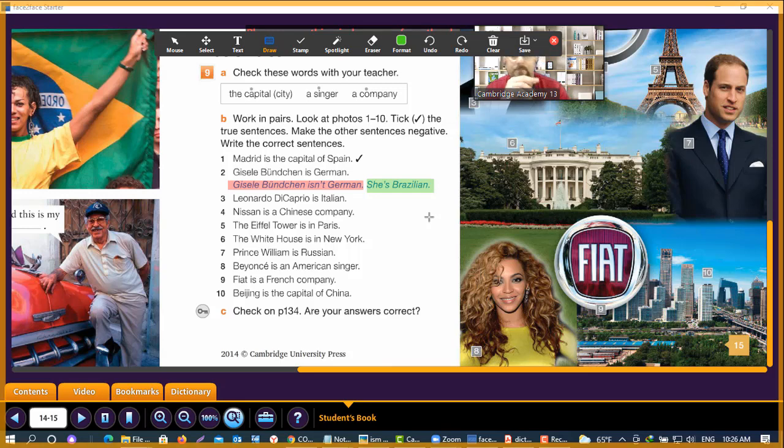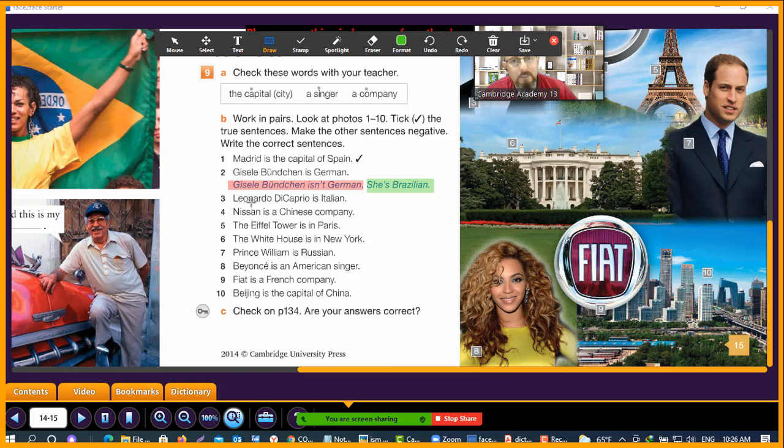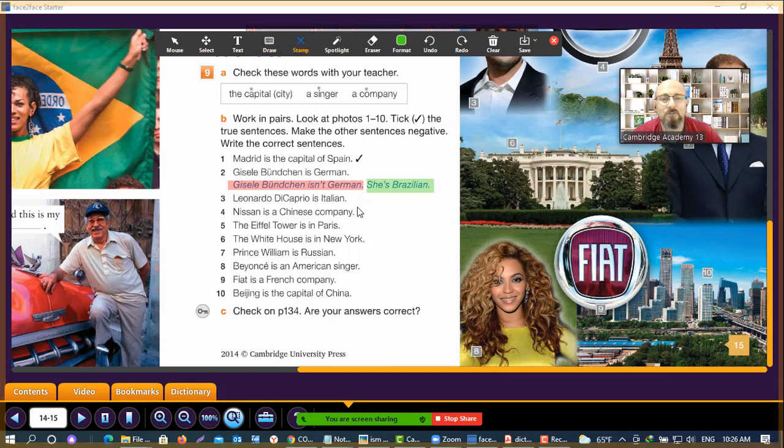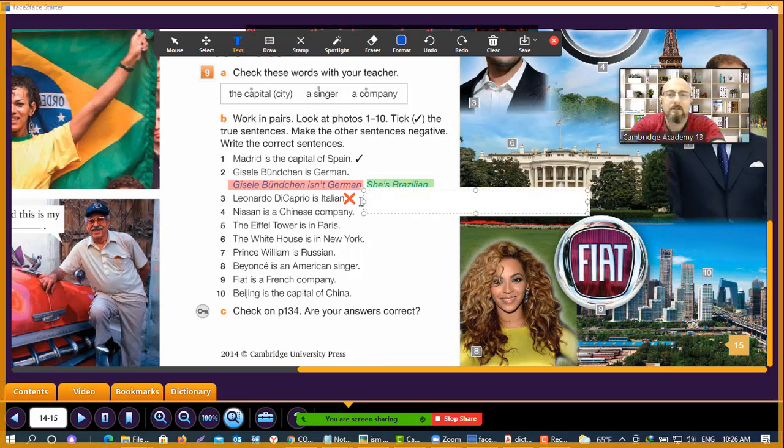Are right and wrong the same as true and false? Yes, the same. Okay, so Leonardo DiCaprio. Number three. Leonardo DiCaprio is Italian. True or false? False. Okay, negative. Now we write negative. He is an American guy.